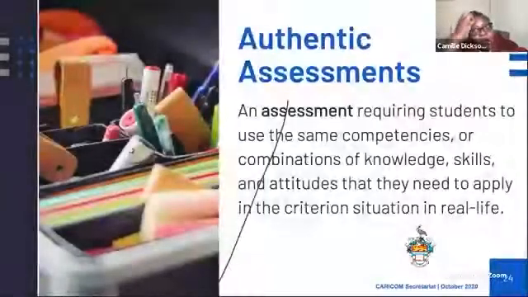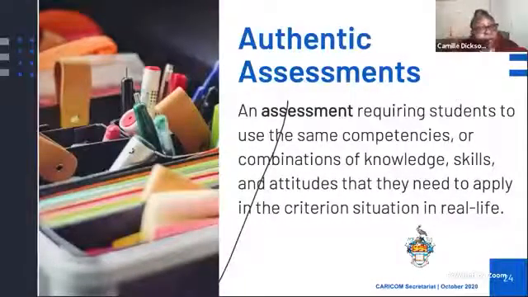So what is an authentic assessment? An authentic assessment is assessment requiring students to use the same competencies they do, but it has to have meaning to them. It has to have meaning to them. And what do we mean by meaning? It's relevant to where they are in society, relevant to what they do on a day-to-day basis, and relevance in terms of something they're going to use in the future.